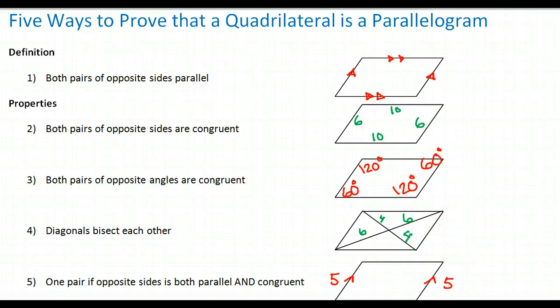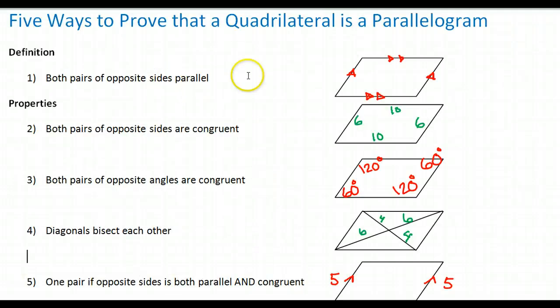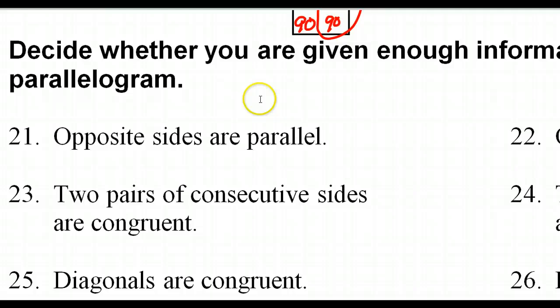Okay, so 5 ways to do it. So if it's not one of those 5 ways, we're going to have to think long and hard to make sure we can do it. So number 21, opposite sides are parallel. Is that one of them? Yeah, that's the definition. So that's definitely a yes.